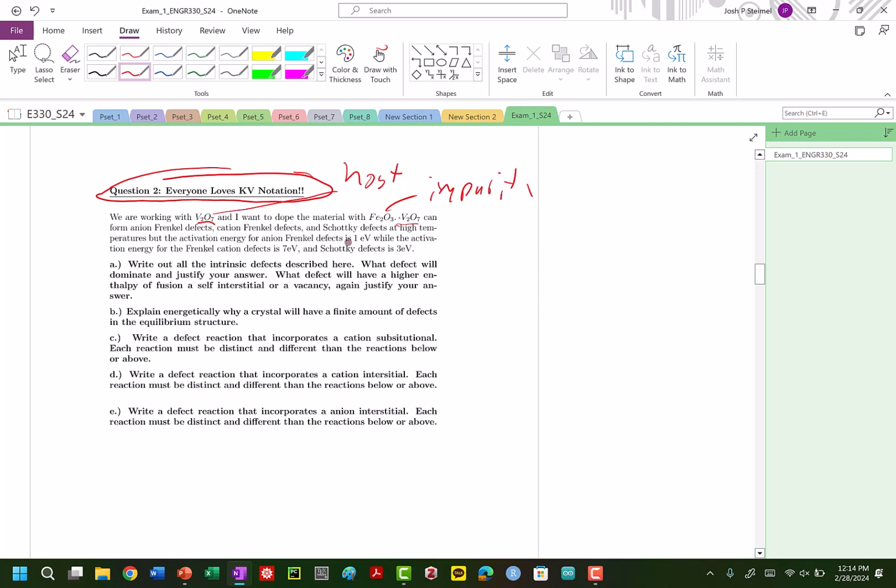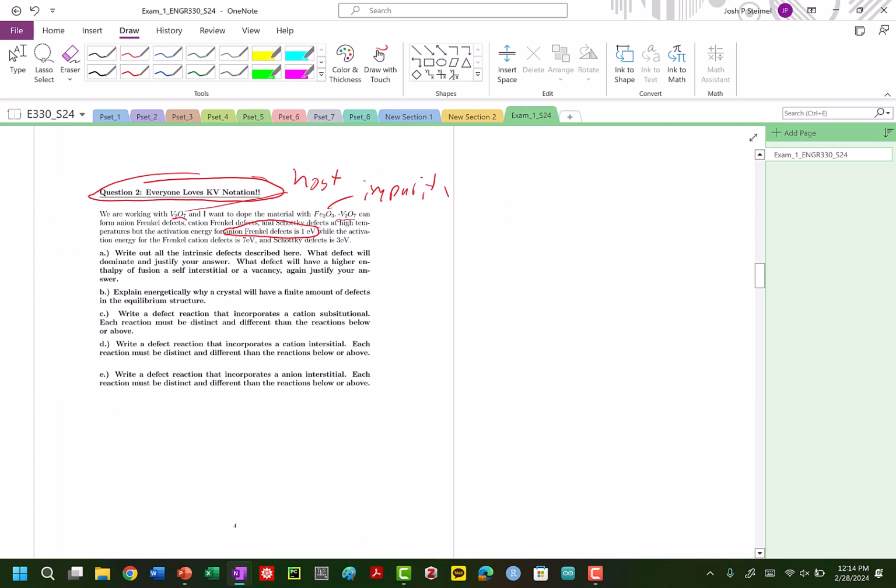So our host can form all these different defects. Activation energy for anion Frenkel is 1. Cation here. So our anion Frenkel defect is our dominant defect. But we're going to write out all of the extrinsic defects. So here we have our V is going to be a +7. So just FYI there. All right. So let's get to it. I'm going to do Schottky first.